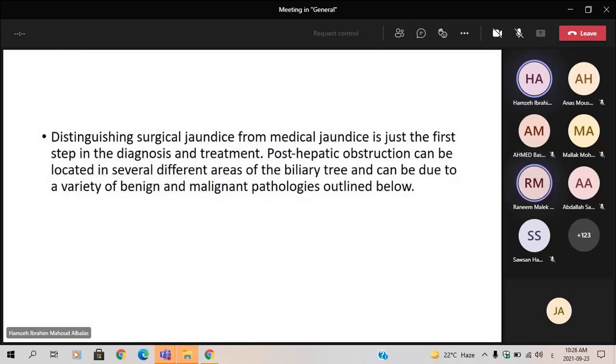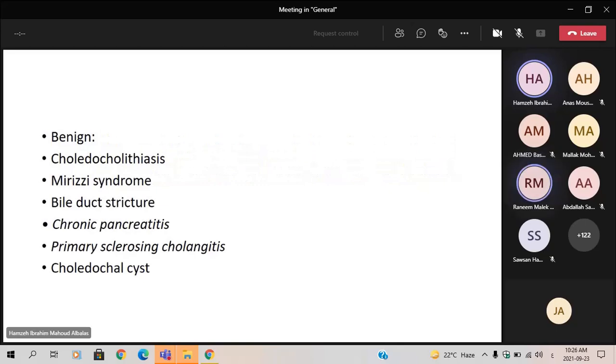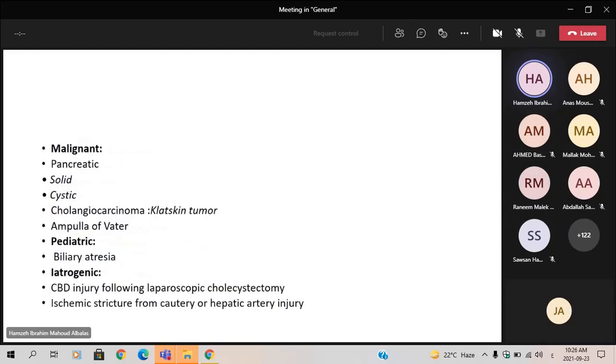Distinguishing surgical jaundice from medical jaundice is the first step in diagnosis and treatment. Post-hepatic obstruction can be located in several different areas of the biliary tree and can be due to a variety of benign and malignant pathology outlined below. Benign causes include cholelithiasis, Mirizzi syndrome, bile duct stricture, chronic pancreatitis, primary sclerosing cholangitis, and choledochal cysts. Malignant causes may be pancreatic, solid cysts, cholangiocarcinoma, Klatskin tumor, pediatric due to biliary atresia, and any iatrogenic cause may be common bile duct injury.